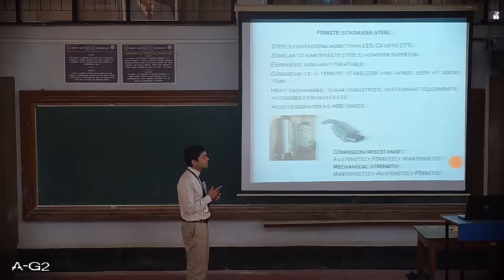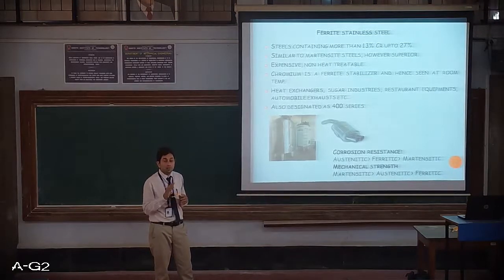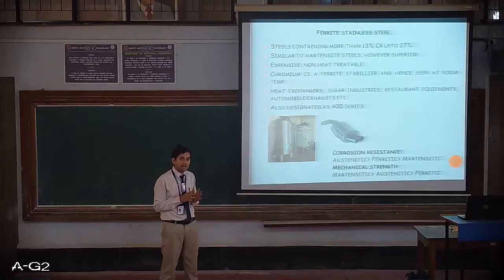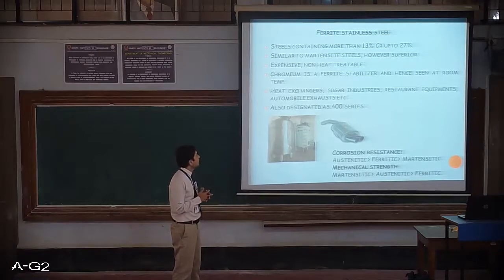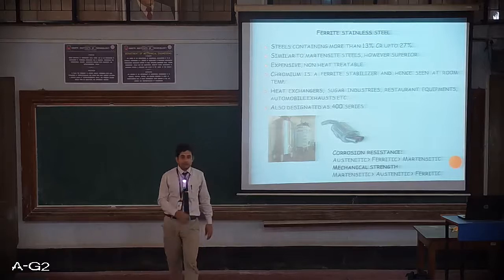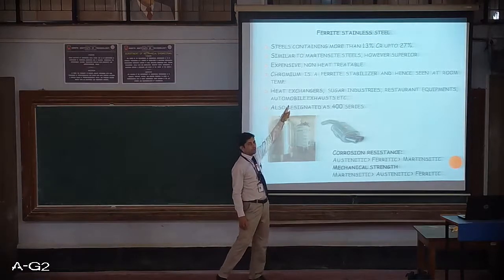Similar to Martensitic stainless steel, however, it is superior only in other qualities, but if you see the hardness and strength-wise, it is lower, inferior. Expensive and non-heat treatable, and chromium is a ferrite stabilizer and seen at room temperature. Why is ferrite seen at room temperature? It's because of this metal you have added to it, chromium.